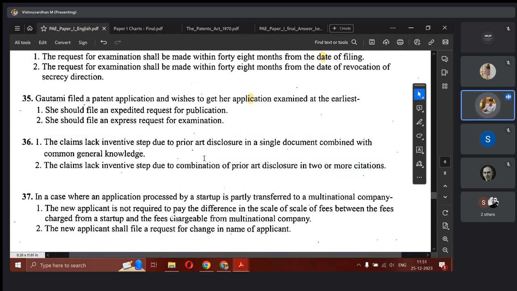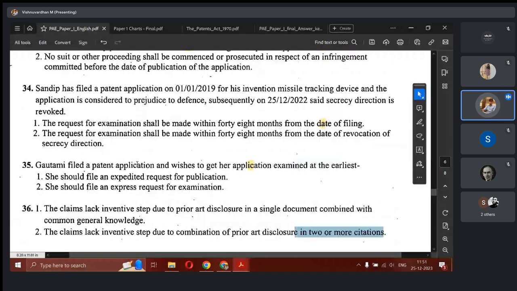Inventive step can be defeated even in a single document or in a combination of 2 or more citations. If it is a single document, you'll get X category citation in the ISR report. If it is 2 or more citations, then you'll get Y category because it's a combination. But novelty has to be in a single document. It cannot be from a combination of 2 or more. So the option has to be both are true.